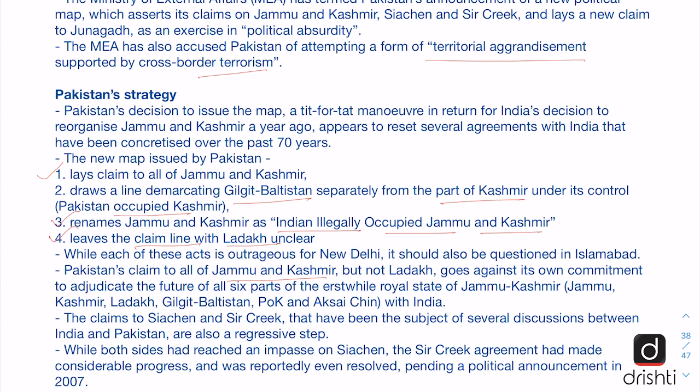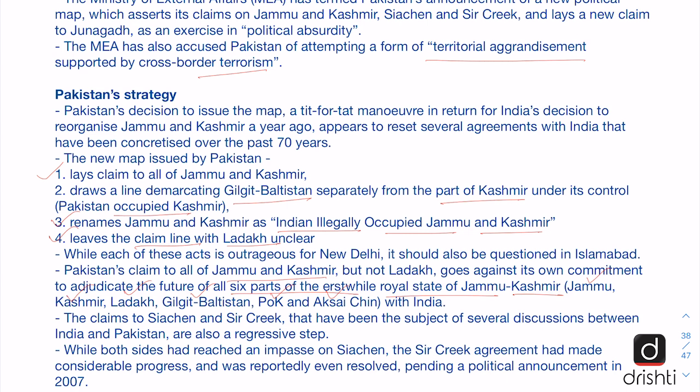And the editorial says that Pakistan's claim to all of Jammu and Kashmir but not Ladakh goes against its own commitment to adjudicate the future of all 6 parts of the erstwhile royal state of Jammu and Kashmir. And we should know these 6 parts. 1 is Jammu, 2nd is Kashmir, 3rd is Ladakh, 4th is Gilgit-Baltistan, 5th is Pakistan occupied Kashmir, and 6th is Aksai Chin, which is under the occupation of China.